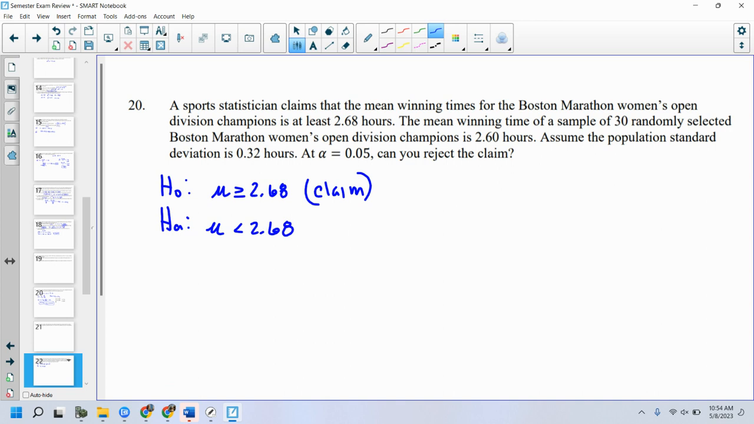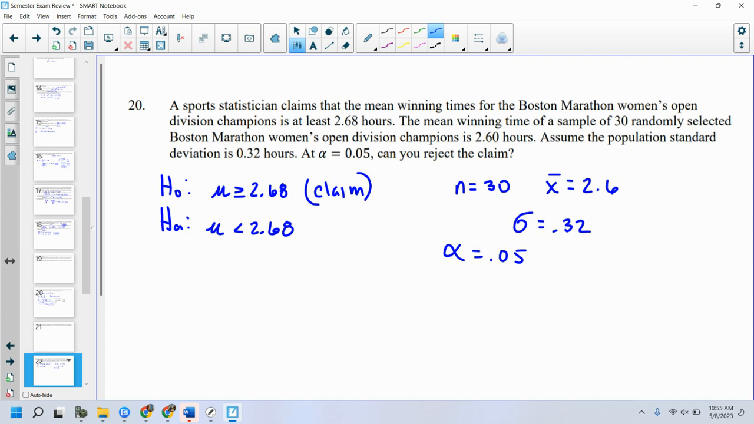All right. Mean winning time of a sample of 30, randomly selected, is 2.6. Assume the population standard deviation is 0.32. And alpha is 0.05. Okay, is this going to be t-score or z-score? Z. It is z. Why? Because the population standard deviation is known. So it's going to be z-score.